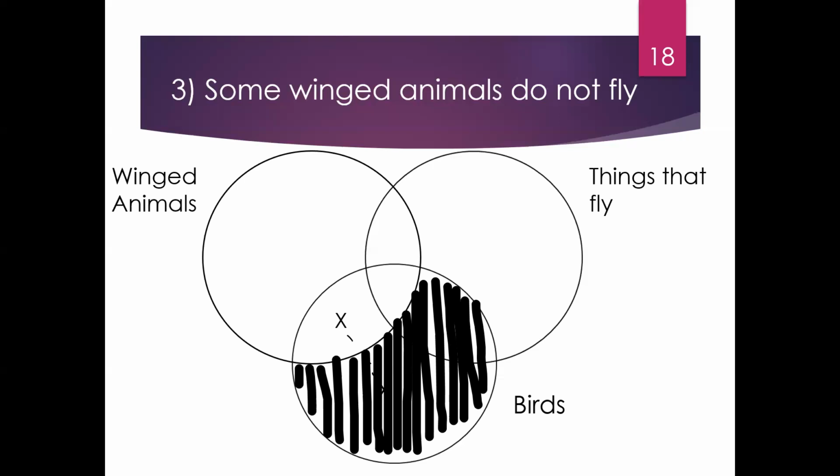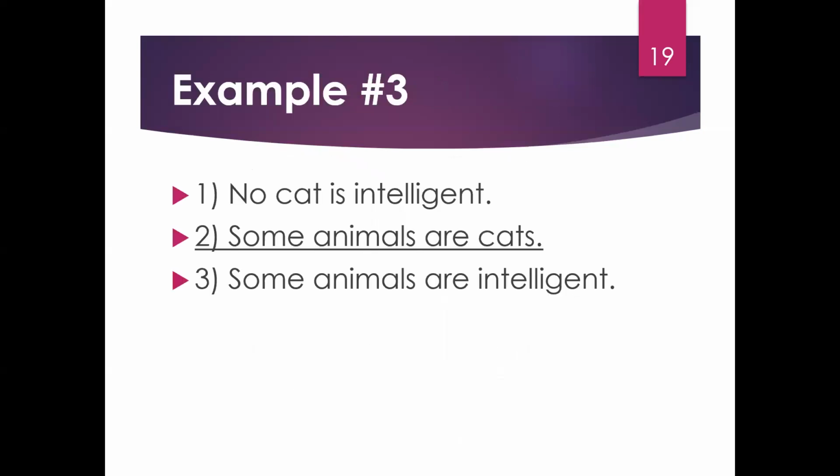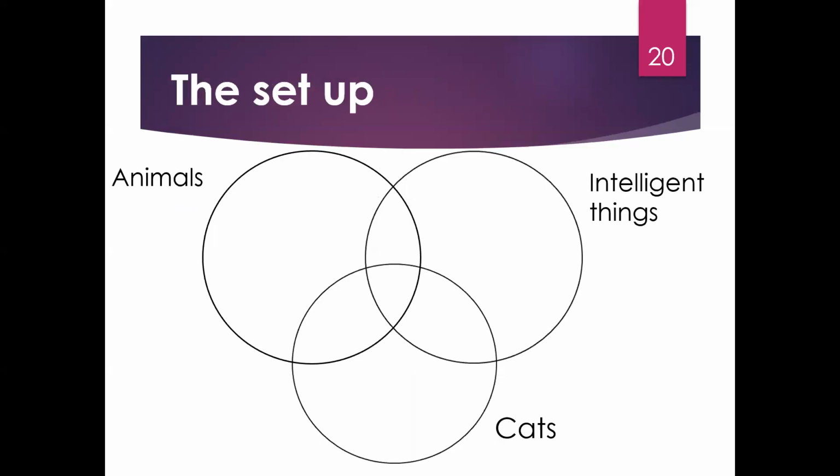Let's look at a third example. No cat is intelligent. Some animals are cats. Therefore, some animals are intelligent. Now, I hope just by reading this one, you can kind of see that this is not going to be a valid argument, but let's make sure we show that and think it through how it would be represented with a Venn diagram. So we have the categories from the conclusion. The conclusion was some animals are intelligent. So we have animals as our subject term, things that are intelligent as our predicate term, subject on the upper left, predicate on the upper right.